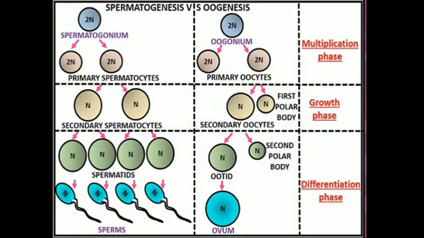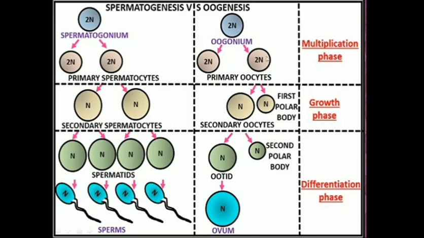Now, let's see what are the differences between spermatogenesis and oogenesis. The division is almost the same. In both spermatogenesis and oogenesis, we find three different phases. First phase is the multiplication phase. Here in spermatogenesis, spermatogonium undergoes repeated mitotic division. Here, oogonium undergoes repeated mitotic division.